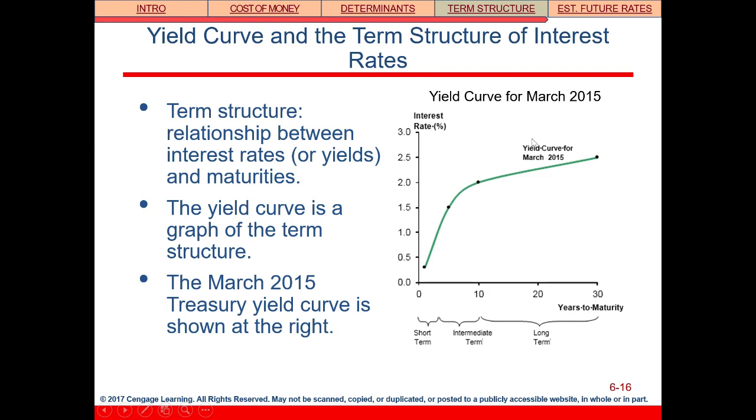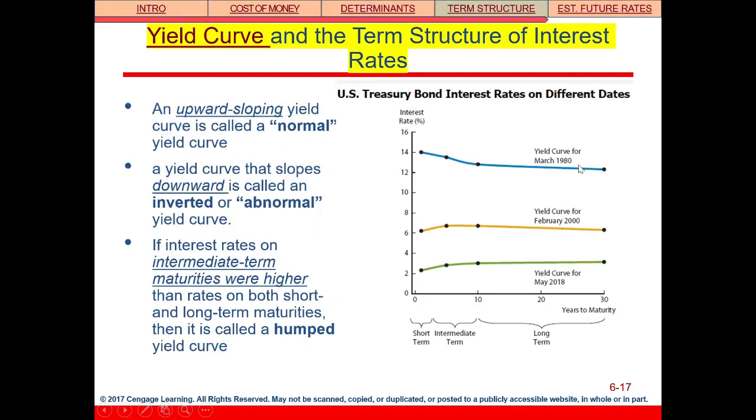You can see in the graph here, this is the yield curve for March 2015, and it's upward rising, right? The longer the maturity, the higher the interest rate. If it's short term, then it's relatively low. If it's intermediate term, it's in the middle. If it's long term, then it's the highest interest rate. There are usually three types of yield curves: upward sloping, downward sloping, and hump shape.